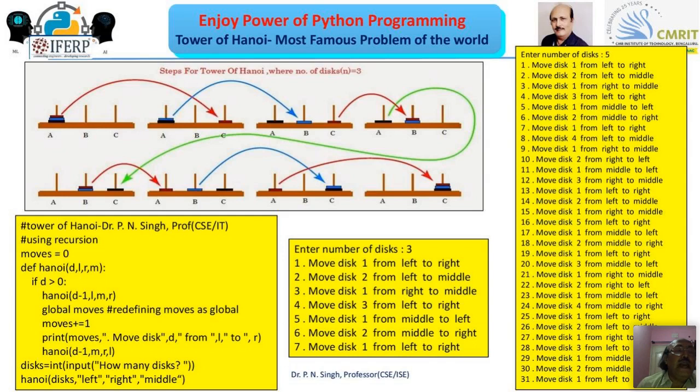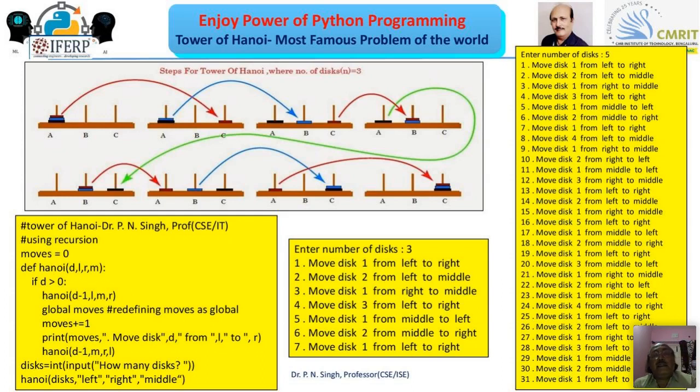But there are two conditions: we have to move one disk at a time, and you must not keep a larger disk on a smaller one. I repeat, the two conditions: one disk at a time, and no larger disk on a smaller one. The middle peg is the auxiliary peg, and the pegs are named A, B, C. The steps come in that way. First, move disk one from left to right, move disk two from left to middle, move disk one from right to middle, move disk three from left to right, move disk one from middle to left, move disk two from middle to right, and move disk one from left to right.